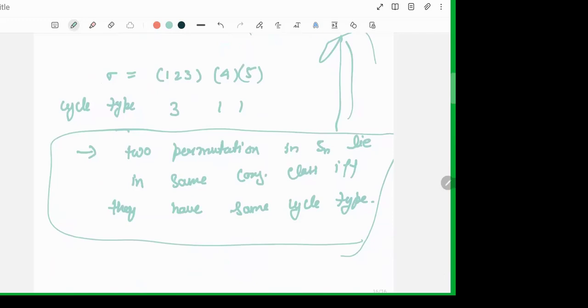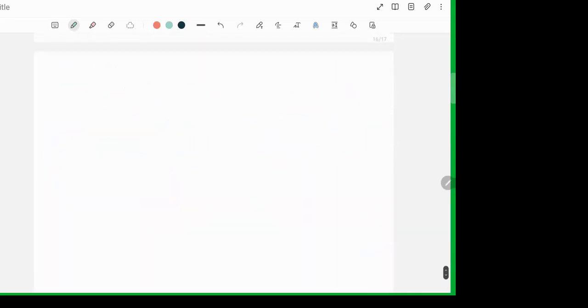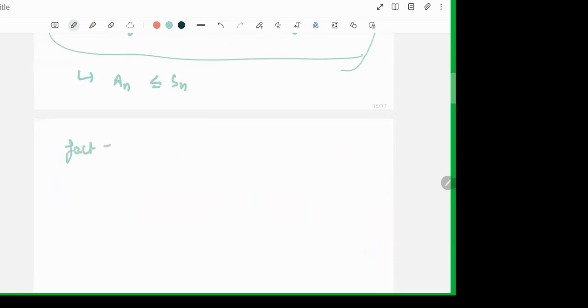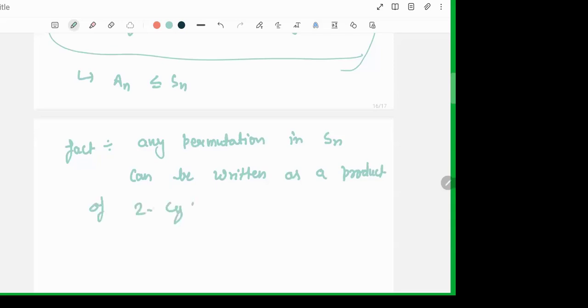In Sn, then you can try for An. Okay, let me describe the group An for you, and then you can also try for An. So An is a subgroup of Sn. Now another fact here which is easy to prove: any permutation in Sn can be written as a product of two cycles. Two cycles means two-length cycles.